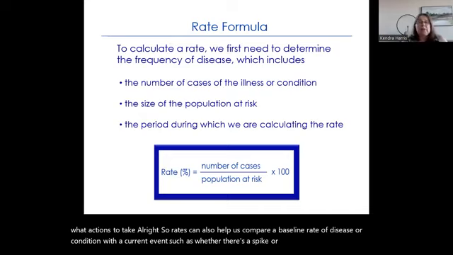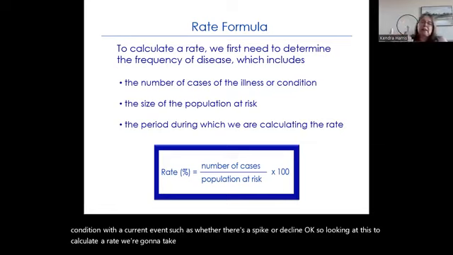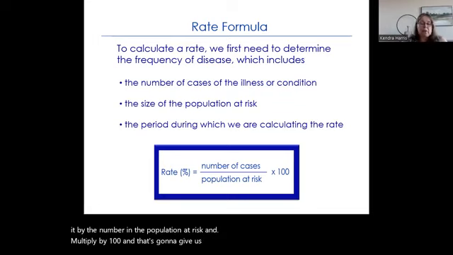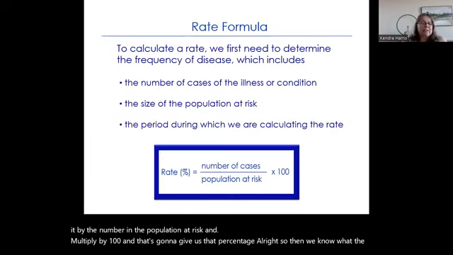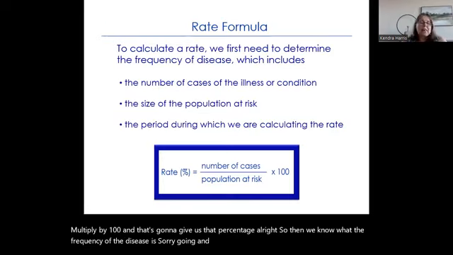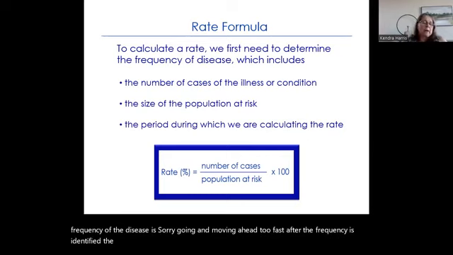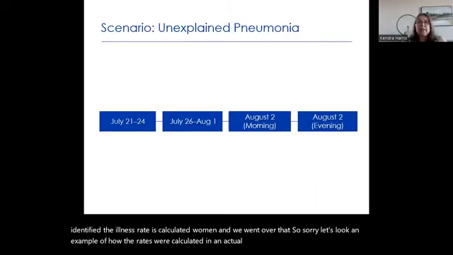Okay, so looking at this, to calculate a rate, we're going to take the number of cases and divide it by the number in the population at risk and multiply by 100, and that's going to give us that percentage. All right, so then we know what the frequency of the disease is. Sorry, I'm moving ahead too fast. After the frequency is identified, the illness rate is calculated. Oh, wait a minute, I went over that. So sorry. Let's look at an example of how the rates were calculated in an actual case of unexplained pneumonia.